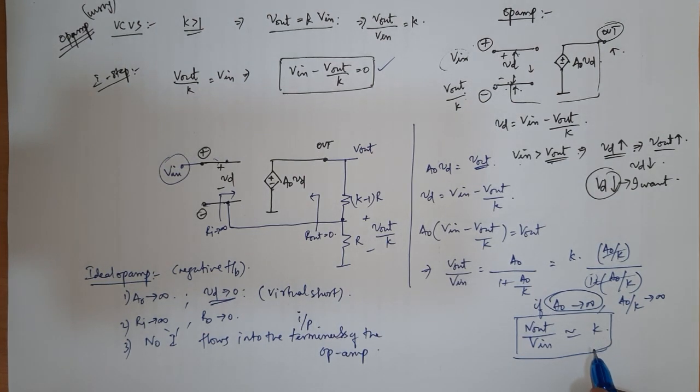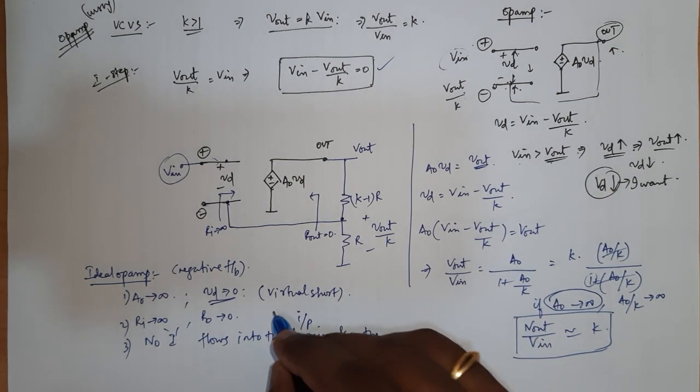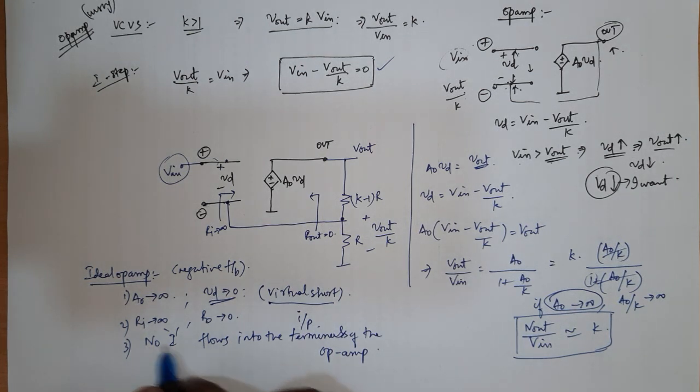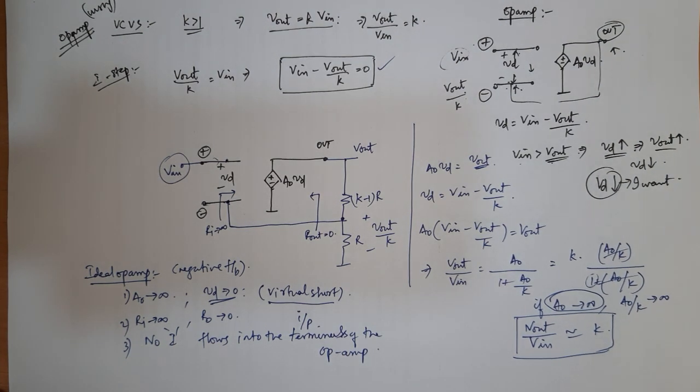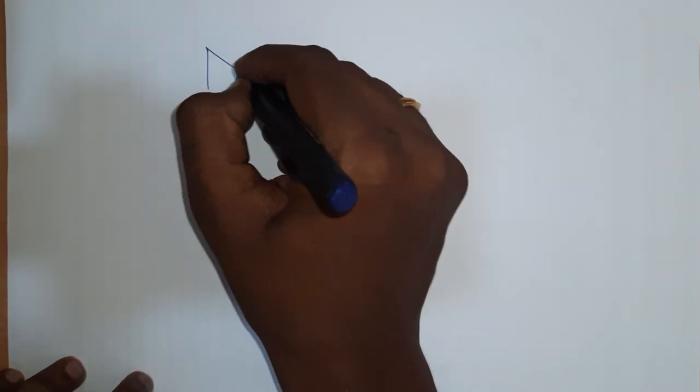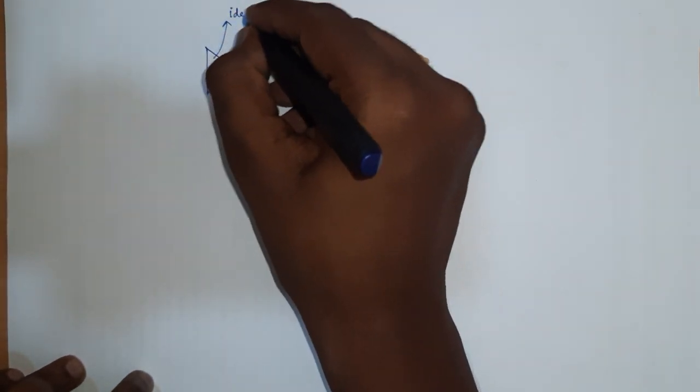Okay, so these are certain things that are very, very important. Virtual short is something that is very important, and then you have this condition of input resistance and output resistance, and because input impedance or input resistance is infinity, you won't have any current flowing into the input terminals of the op-amp. Okay, so given this case, you can always implement the same thing using op-amp as follows. For example, if I take an op-amp, let's assume it to be an ideal op-amp.